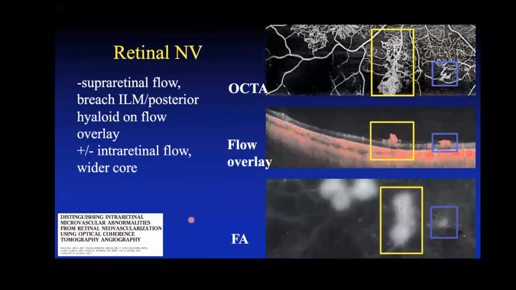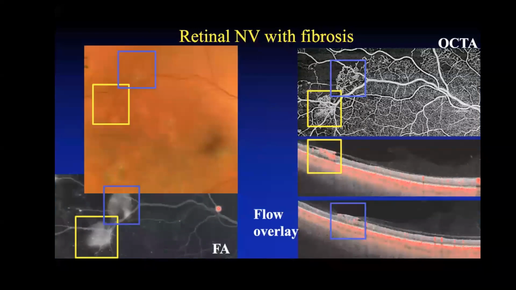Here are some examples of retinal neovascularization. We can see on the right, there's an area in the yellow squares and an area in the blue squares. The OCTA shows the irregular vessels. The flow overlay just below it shows that there's supraretinal flow that has breached the ILM. You can also see it here on the posterior hyaloid and these much wider cores. This is consistent with neovascularization of the retina and confirmed with fluorescein angiography. One exception is if there is fibrosis associated with retinal neovascularization, as in these color fundus photographs on the left. We can see that on the flow overlay, the flow is less obvious on the surface of the retina, likely related to the fibrosis.